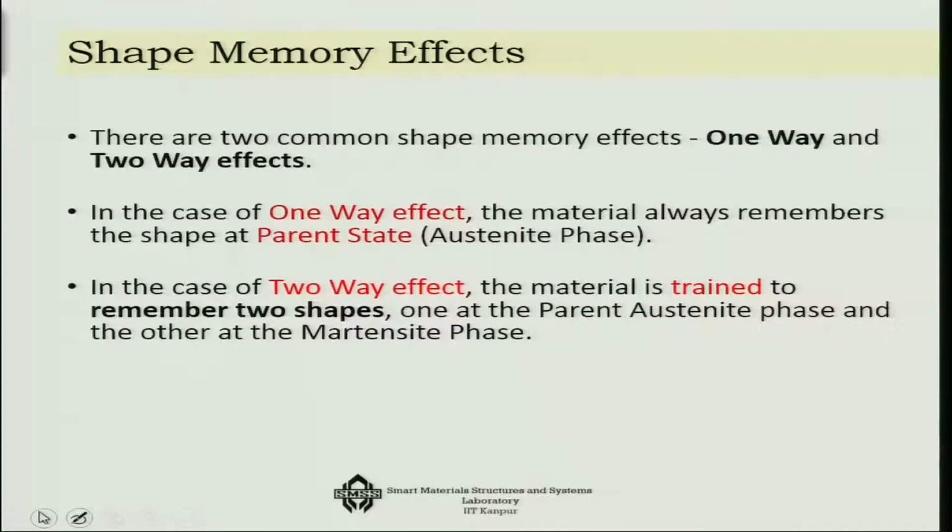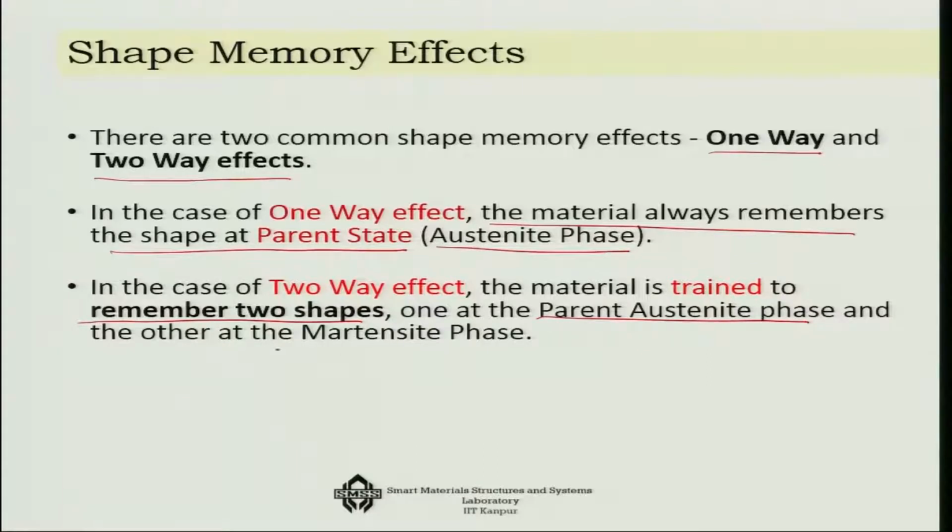Now, there are two common shape memory effects. One is called one-way effect and another is called two-way effect. In the case of one-way effect, the material always remembers the shape at parent state, and that is the austenite phase. That is what I was telling you, that at the high temperature austenite phase, it remembers that in the case of one-way effect. However, in the case of two-way effect, you can train the material in such a manner that it can remember two shapes, one at the parent austenite phase and the other at the martensite phase. However, you have to give a lot of training to the system.